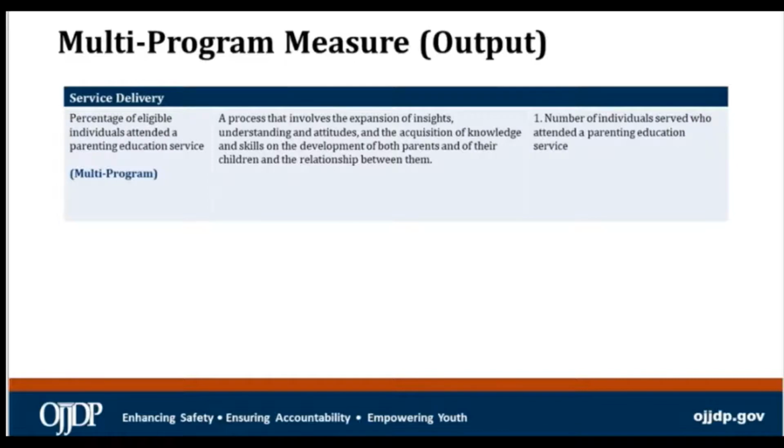Percentage of eligible individuals who attended a parenting education service is a multi-program service delivery output measure. Parenting education services is a process that involves the expansion of insights, understanding, and attitudes, and the acquisition of knowledge and skills on the development of both parents and their children and the relationship between them. For this measure, you're going to report the number of individuals served who attended a parenting education service.